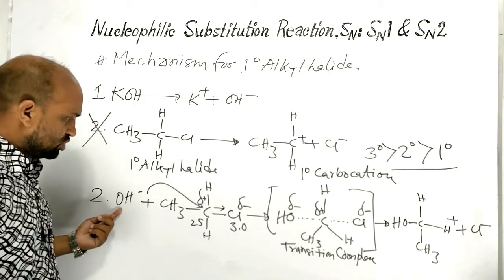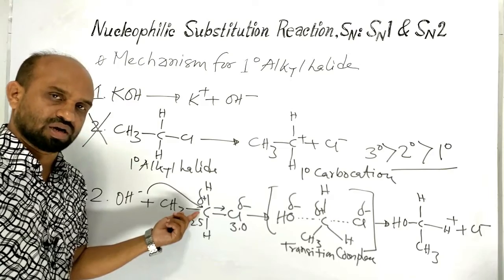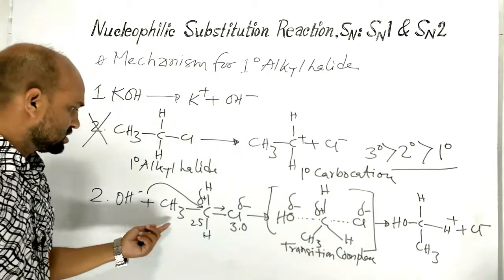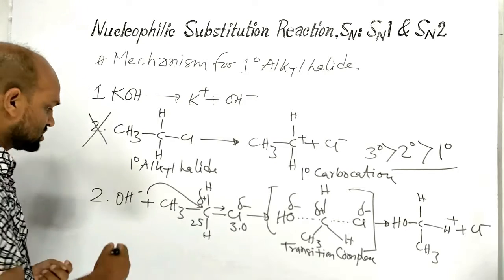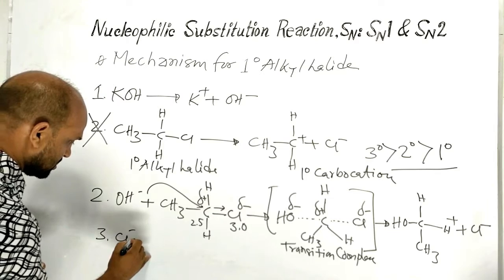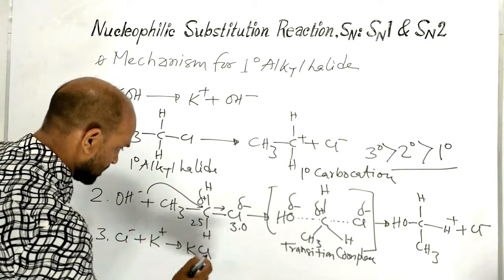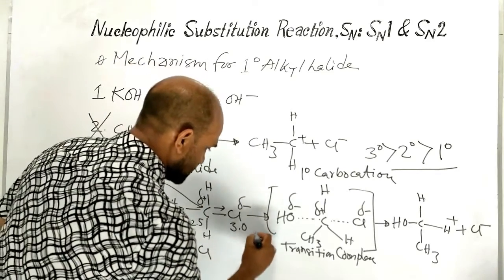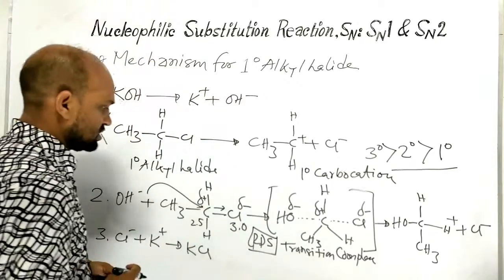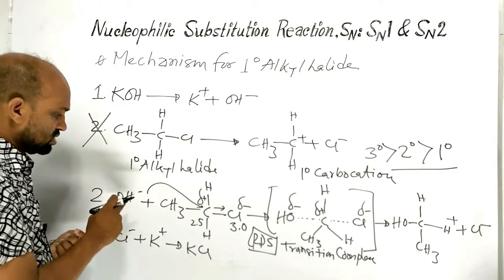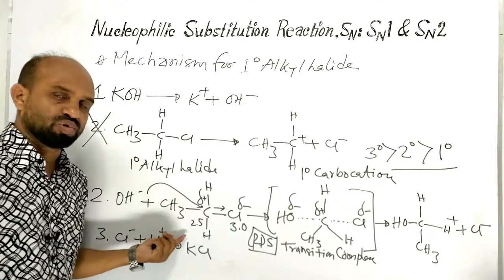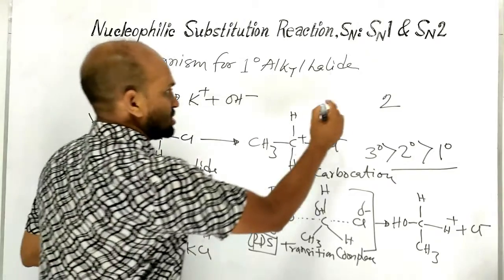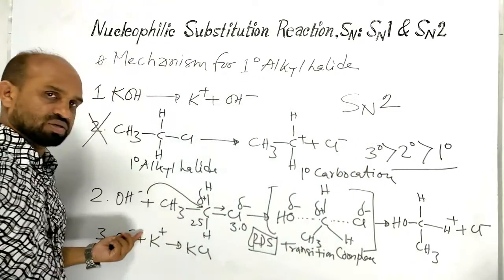Step 2, the nucleophile attacks the carbon of the alkyl halide and alcohol is formed, which is ethyl alcohol, and this is a 1 degree alkyl halide. Another step we can write, chloride ion combines with potassium ion to form potassium chloride. Now let's look at step 2. Step 2 is the rate determining step. In the rate determining step, we see nucleophile and alkyl halide, both reactants are involved. That is, 2 reactants are involved here, and nucleophilic substitution occurs.